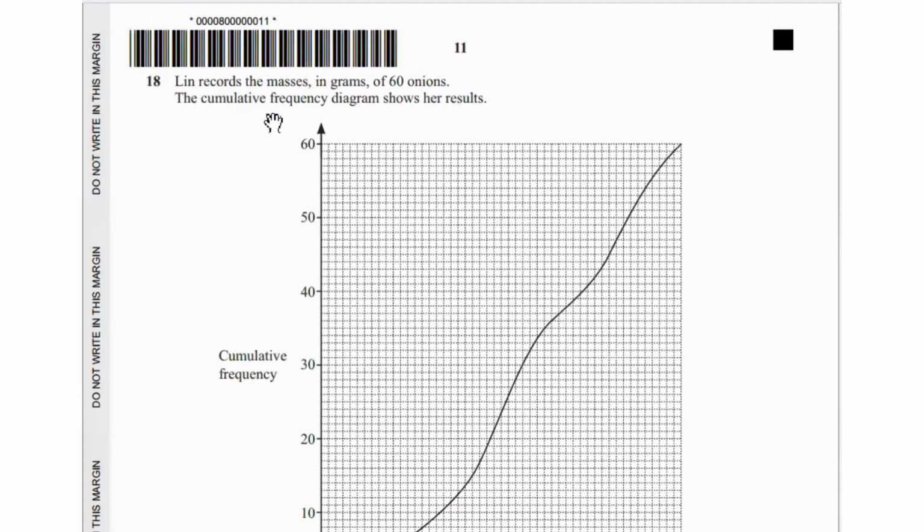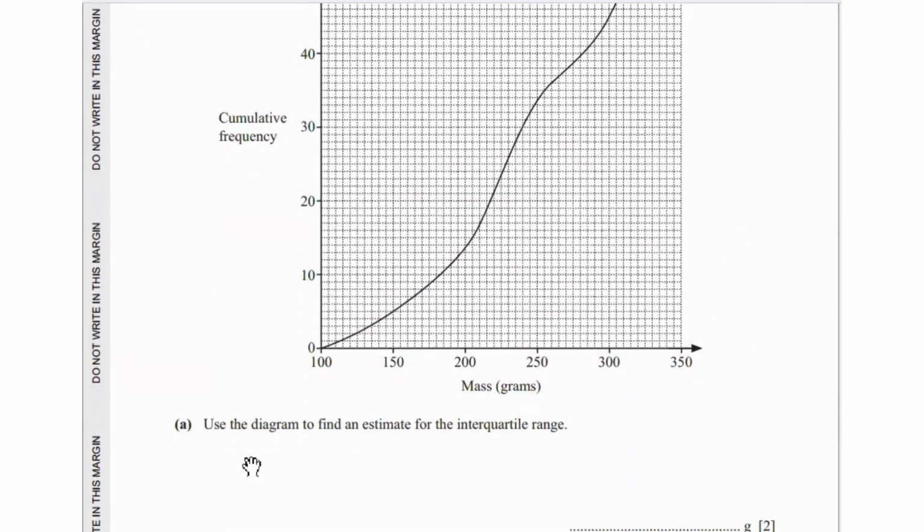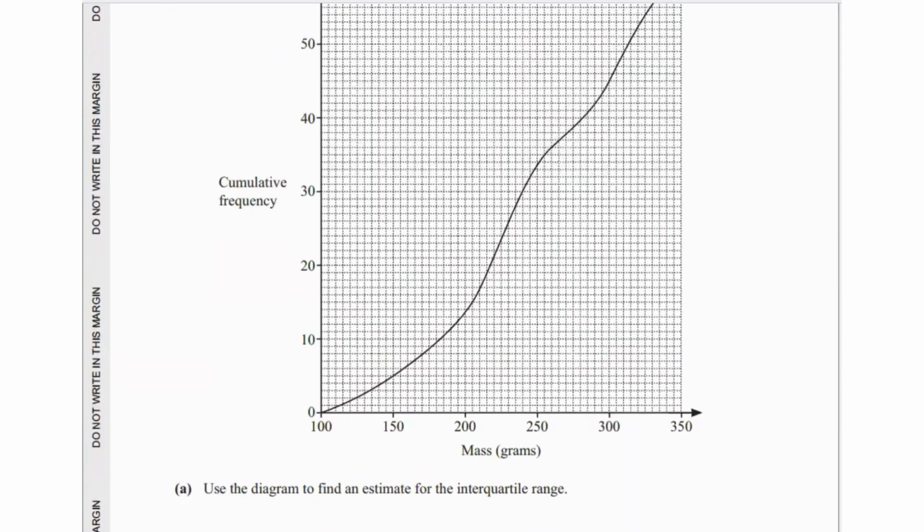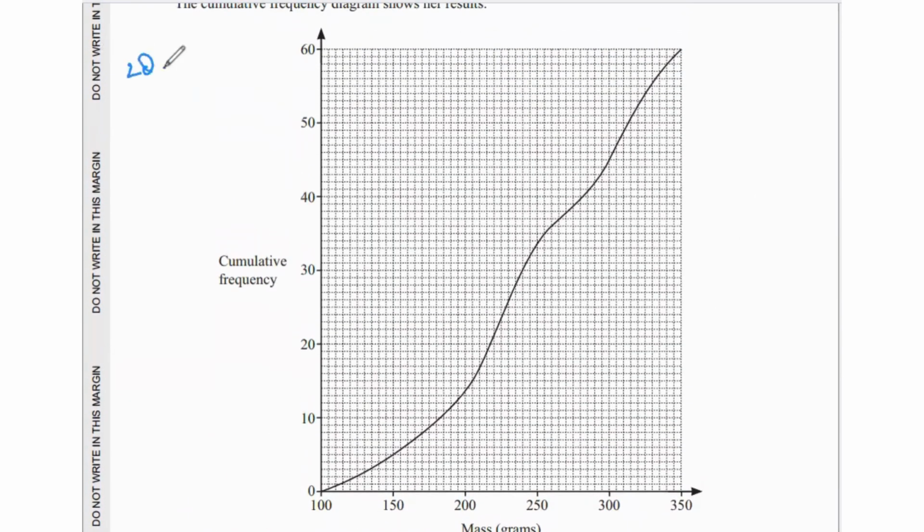Question 18 says, Lynn reports the masses in grams of 60 onions. The cumulative frequency diagram shows the results. Use the diagram to find an estimate for the interquartile range. So for the interquartile range, you need your lower quartile and upper quartile. Lower quartile is basically 1/4 of the total frequency. So 60 divided by 4, which is going to give us 15.